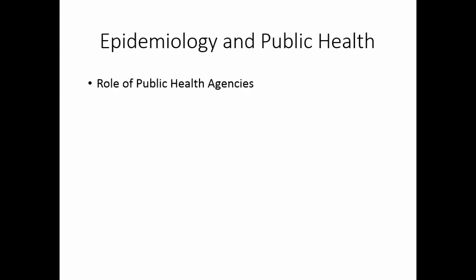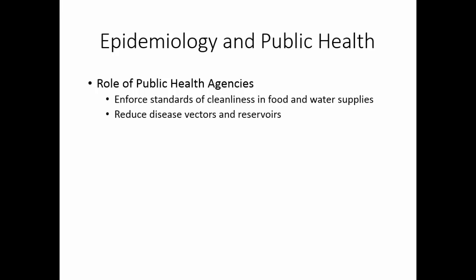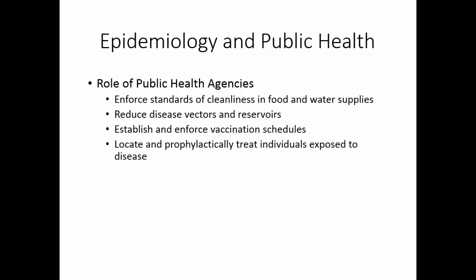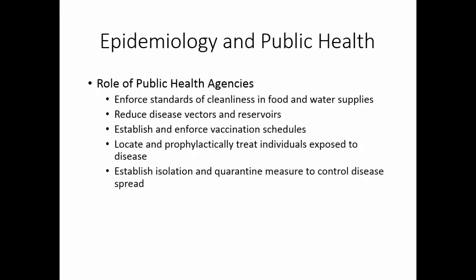The role of public health agencies includes enforcing standards of cleanliness in food and water supplies, reducing disease vectors and reservoirs. For example, it's the public health agencies that try to kill mosquitoes every year because mosquitoes are a big vector. They help establish and enforce vaccination schedules. They also locate and prophylactically treat individuals who have been exposed to disease. And they establish isolation and quarantine measures to control disease spread.